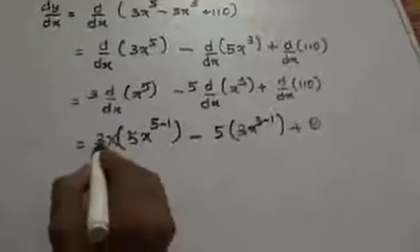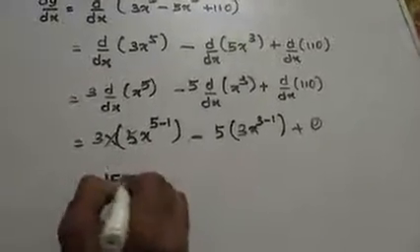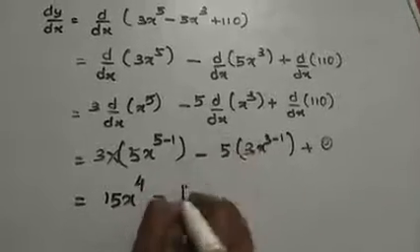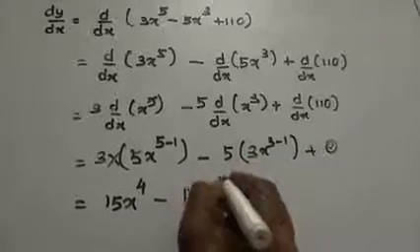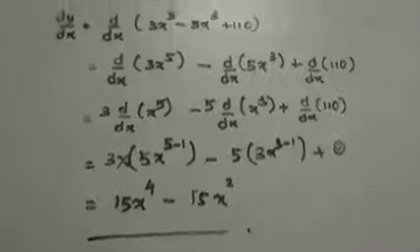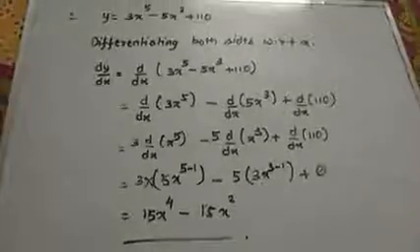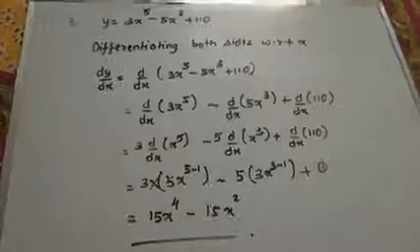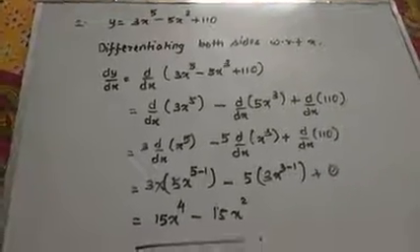So let us now simplify. 5 into 3, 15. 5 minus 1, 4, minus 5 into 3, 15, x to the power 3 minus 1, square. So this is your required answer. So clear? So in this way we are going to solve the differentiation formulas.